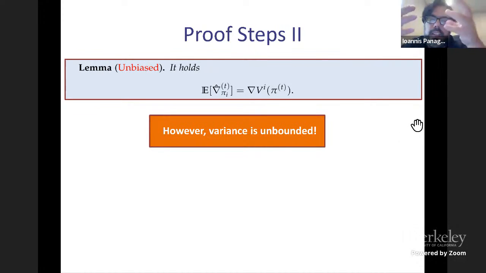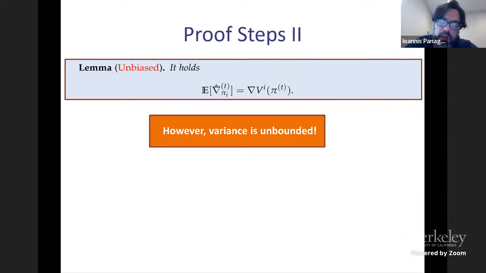But this does not guarantee convergence for stochastic settings. And the reason is this: imagine that you have a lot of noise in your estimator. Effectively, you can think that you can go anywhere. So an unbiased estimator doesn't give much. You need also that the variance of this estimator is bounded. Nevertheless, also in the Daskalakis et al. paper, they showed that the variance is unbounded.